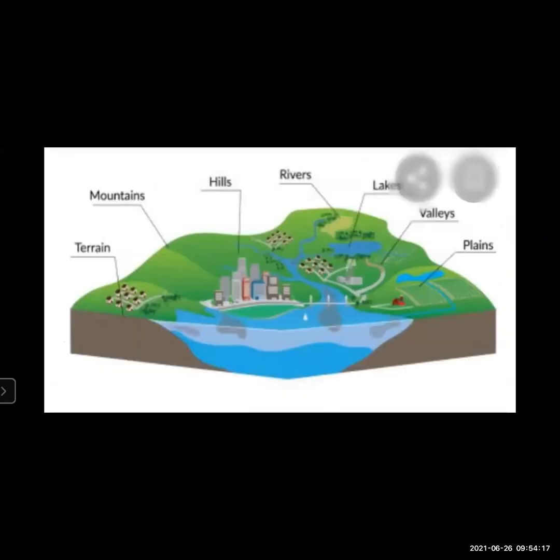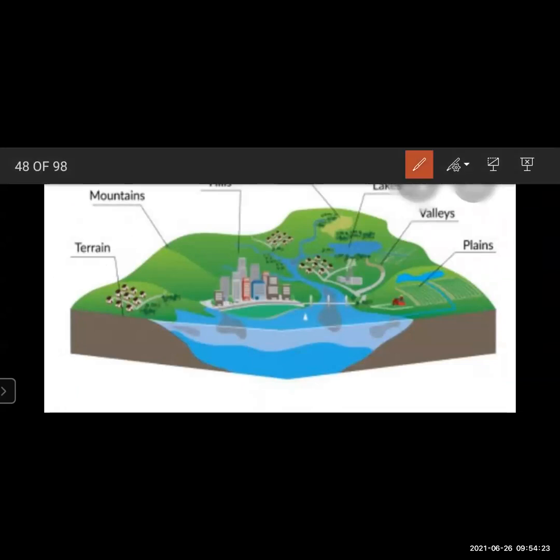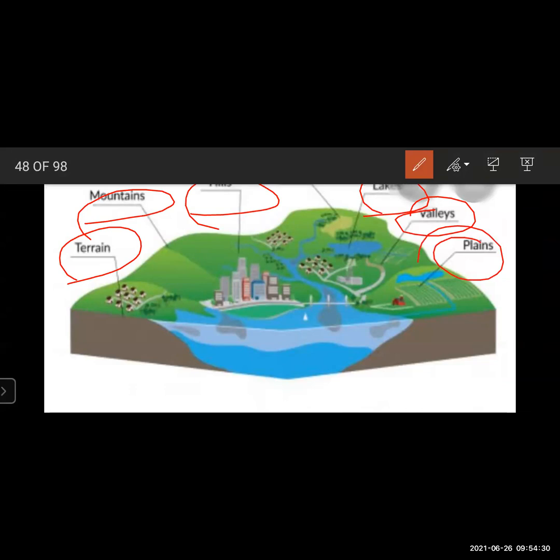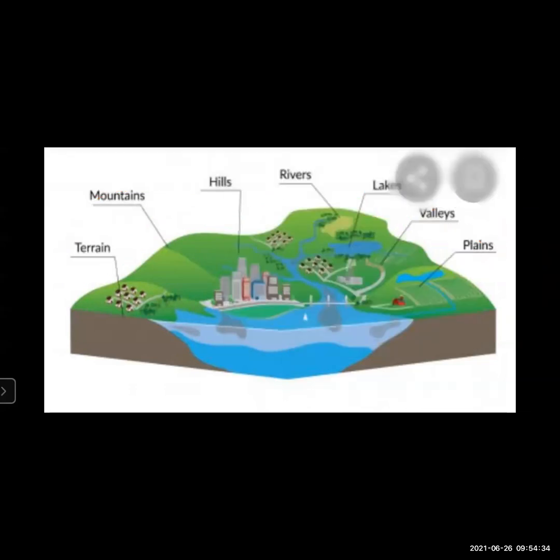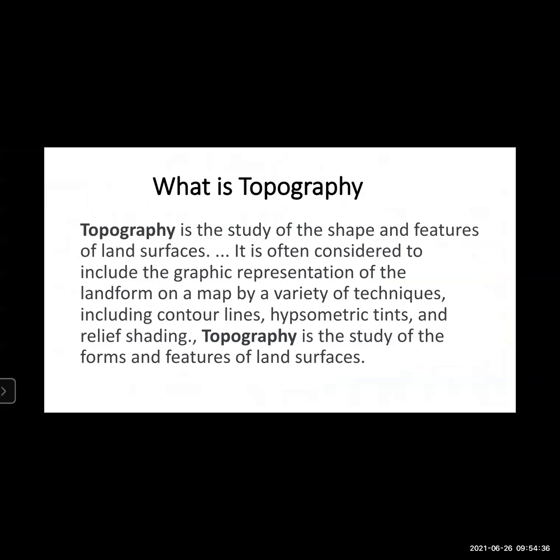See here, topography. This is what topography is. See this terrain: mountains, hills, lakes, valleys. These are all topographical features of a land surface. So it is a study of the shape and features of the land surface, in short.